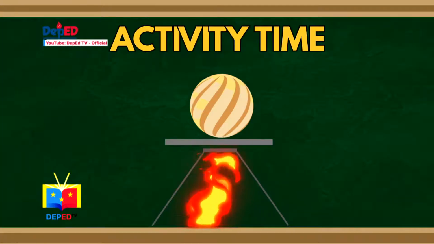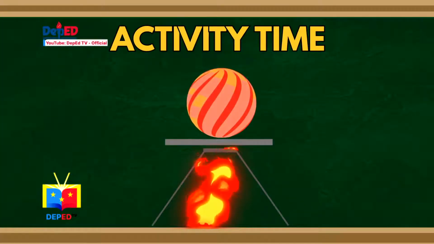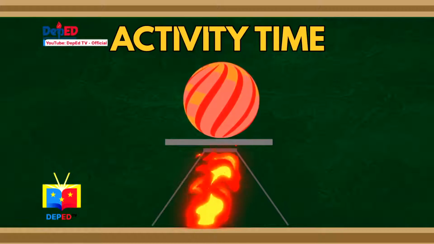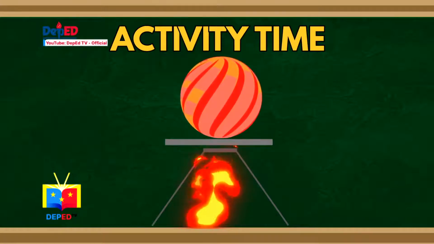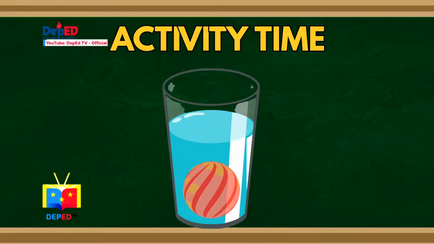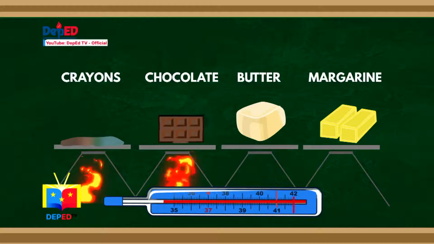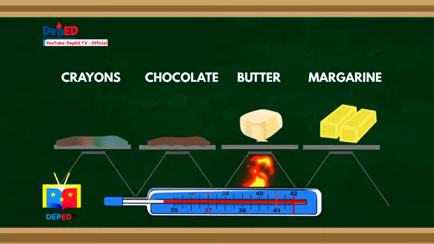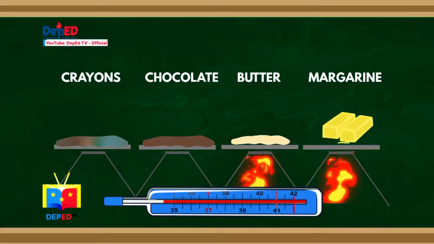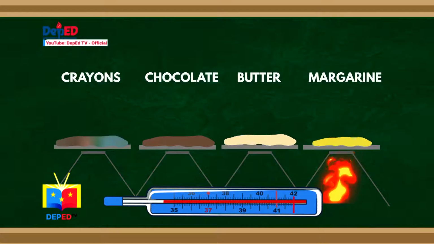There are changes in the properties of materials when they are heated or cooled. Heating is the process and system of raising the temperature. On the other hand, cooling is the process and system of decreasing the temperature. When some materials are heated, their temperature increases. They change from solid to liquid. There is also a change in their size, shape, and texture.